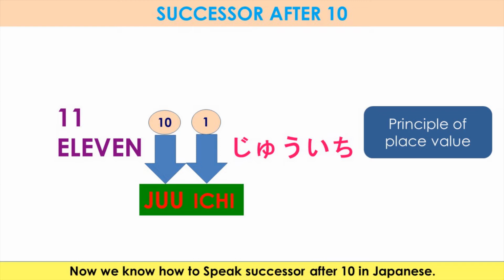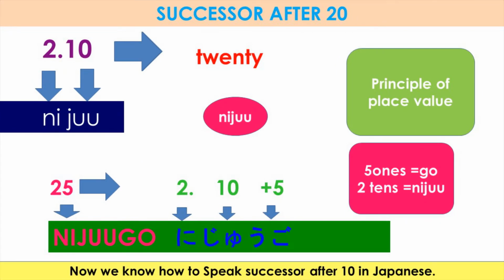After that comes the number 20. So we have two tens. According to place value, I am telling you, 2 tens. So Ni Ju, or 2 into 10. So the number is Ni Ju. Now take another number, that is 25. By the splitting method, 2 into 10 plus 5. Into means multiply. So 2 is Ni, 10 is Ju, 5 is Go. Ni Ju Go.